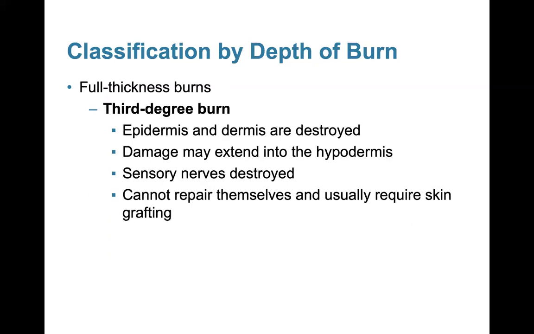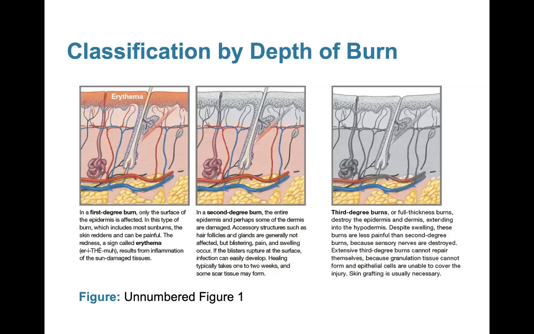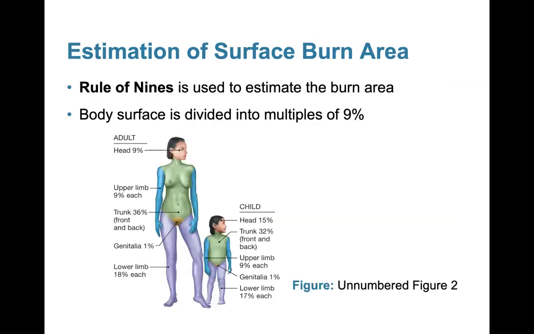Third-degree burns, both the epidermis and dermis are destroyed. Damage may even extend into the hypodermis. Sensory nerve endings are destroyed, which means usually you don't have any pain sensation. And it cannot repair itself because you have no skin there to regenerate. It has been completely destroyed. So usually what has to happen is you have to have skin grafting in order to repair this. Okay, here you can see the three different types of burns, and the gray is just indicating the damage that we see.